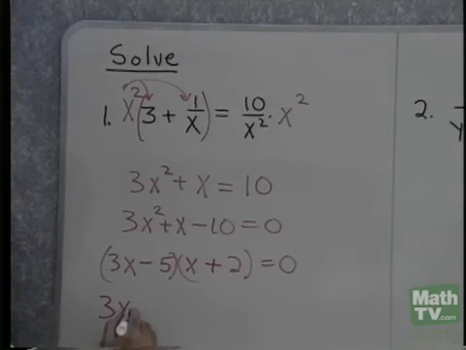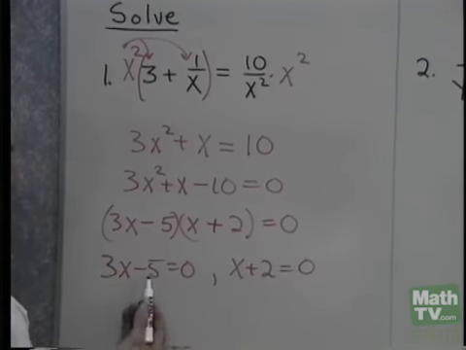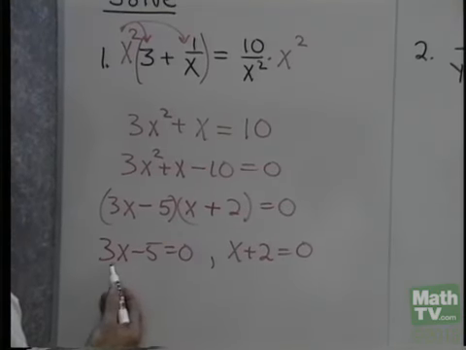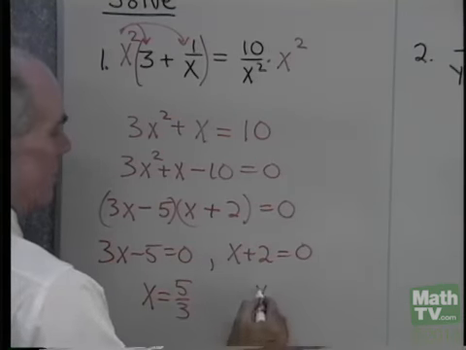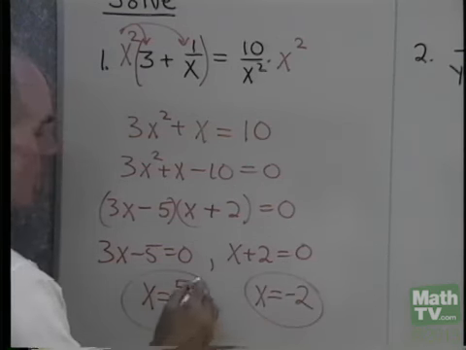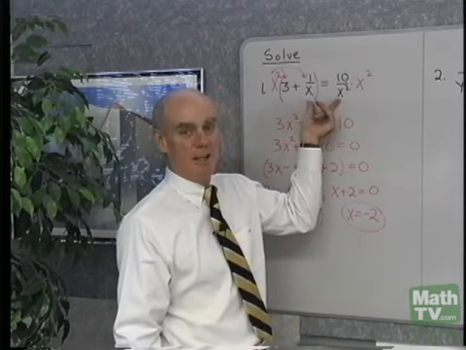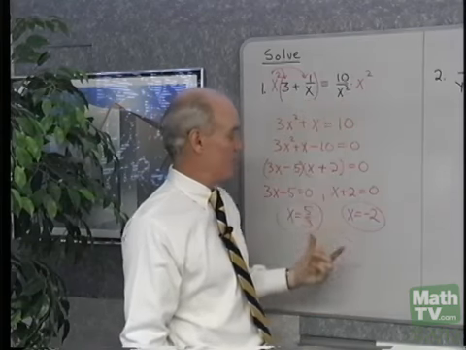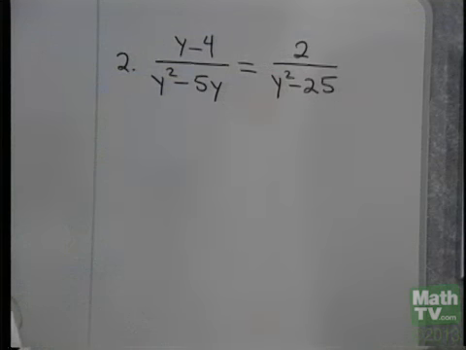So I set 3x minus 5 equal to 0, and I set x plus 2 equal to 0. Here I add 5 to both sides, then divide by 3. I end up with x equals 5/3. Here I add negative 2 to both sides, x is equal to negative 2. Notice that neither one of those two numbers makes anything in the original equation undefined. So those are my two solutions. I'm going to keep both of them. Let's look at our next problem.